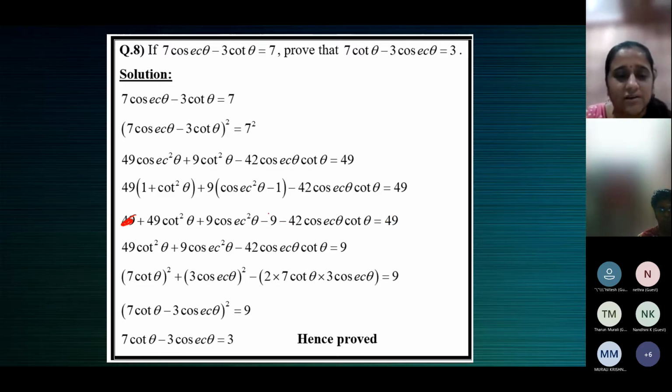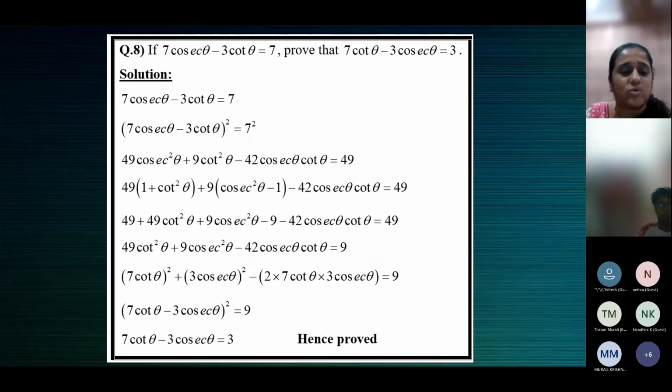See, there is a 49 here and a 49 here. So I cancel that. This minus 9 on the other side will become plus 9. So now, children, this is what you will have. 49 cot square theta plus 9 cosecant square theta minus 42 cosecant theta cot theta is equal to 9. So now this is like a square plus b square minus 2ab.